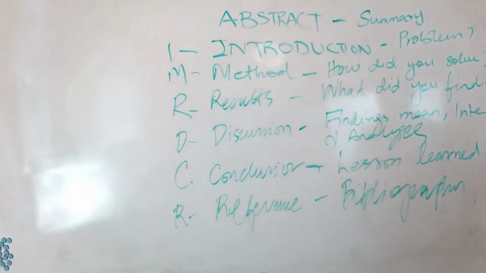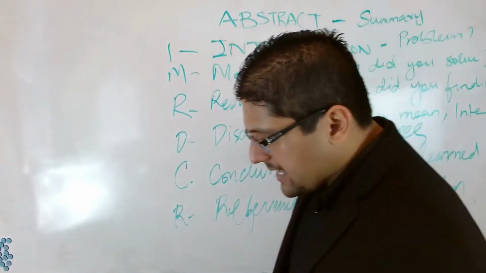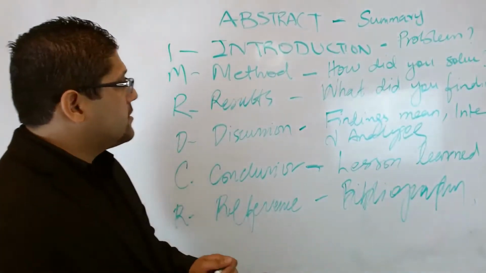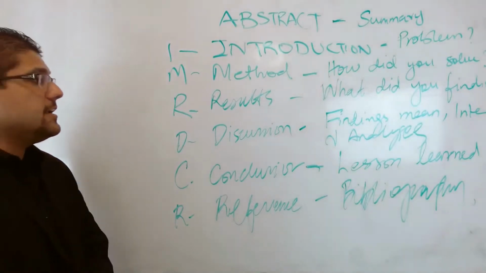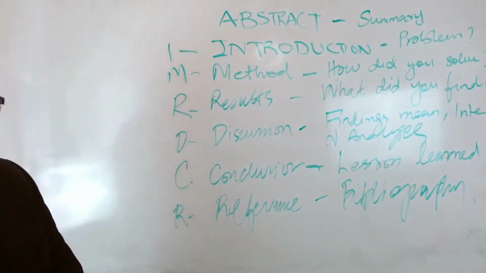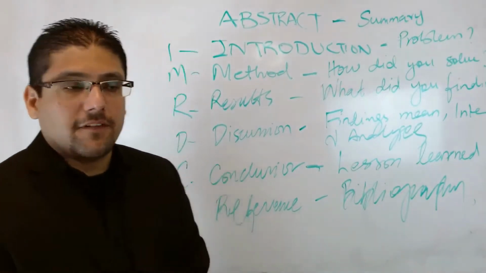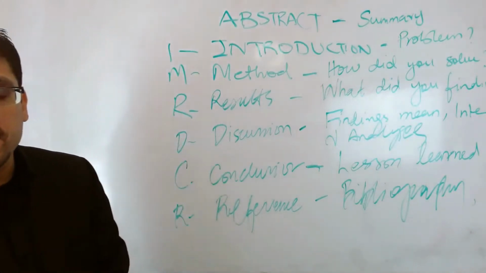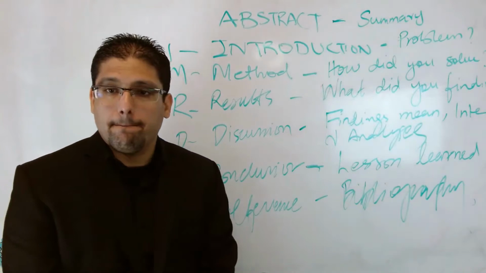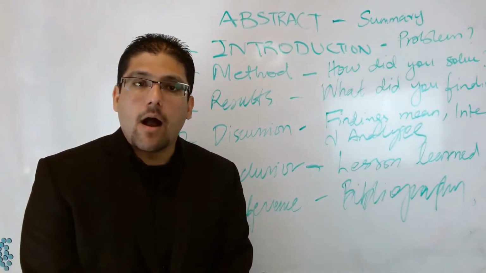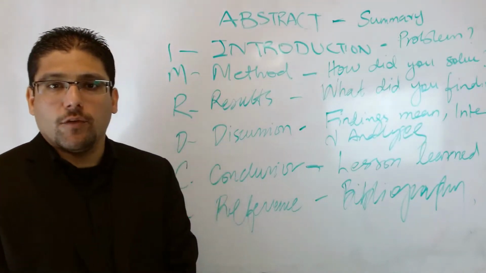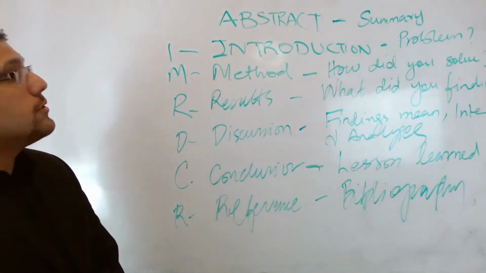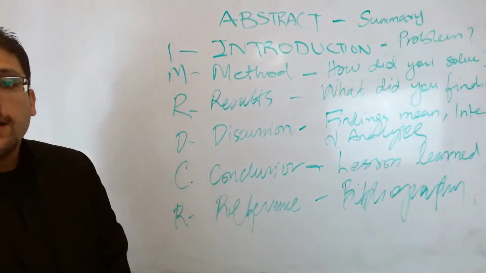So let's begin. Now, abstract is the summary, introduction is the problem, method is how did you solve the problem, results is what did you find, discussion is what do your findings mean, the interpretation and analyses of your findings, and conclusion is the lesson learned, and references is the bibliography. Now, how is it relevant to a movie? So now just change it to a movie.